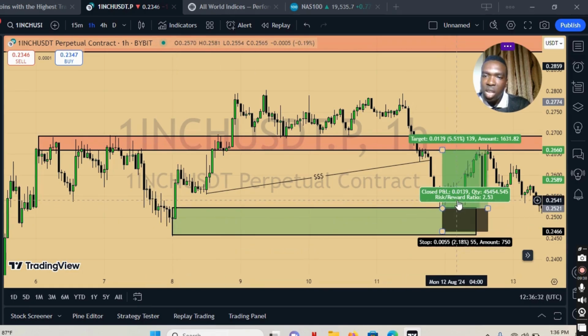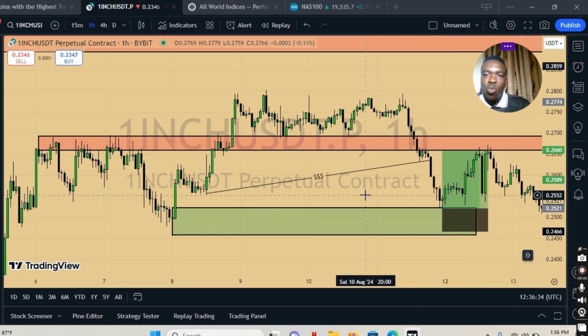And this is actually a 1:2 risk reward ratio. A very nice trade at that. And this is just a simple analysis that can give you a high probability setup. This analysis actually is one of my best so far.